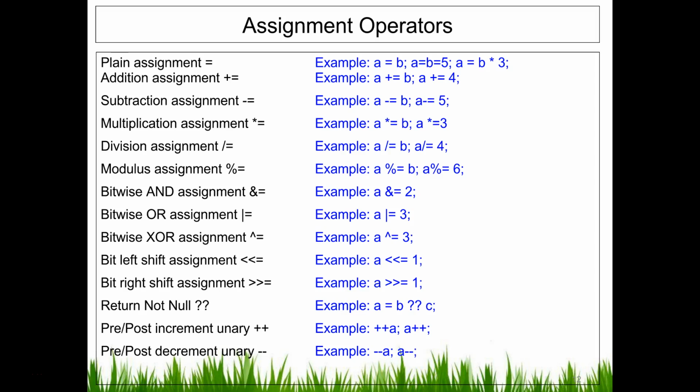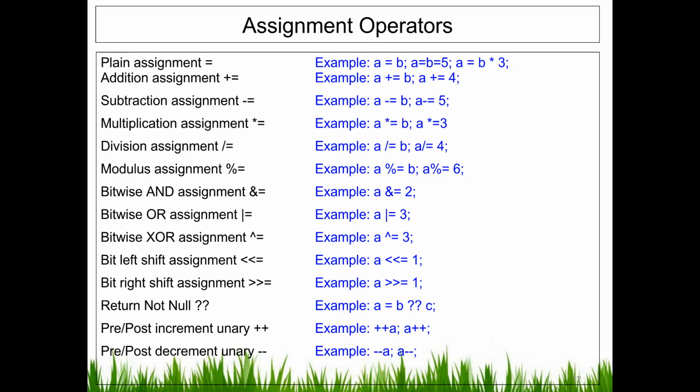Those are very rare. Even I haven't used them much. And the last three are the most frequently used. Return not null, which is a = b ?? c, which means whichever of b or c has memory allocated, give that to a.